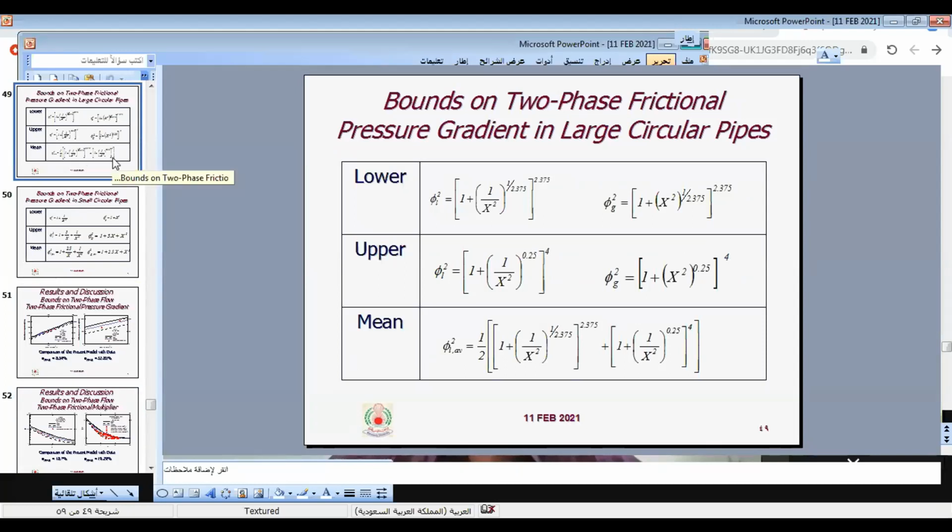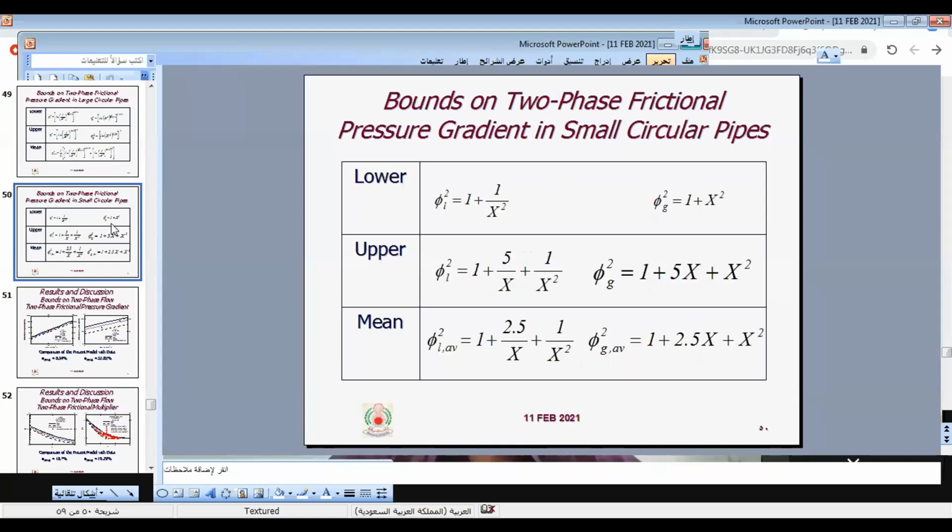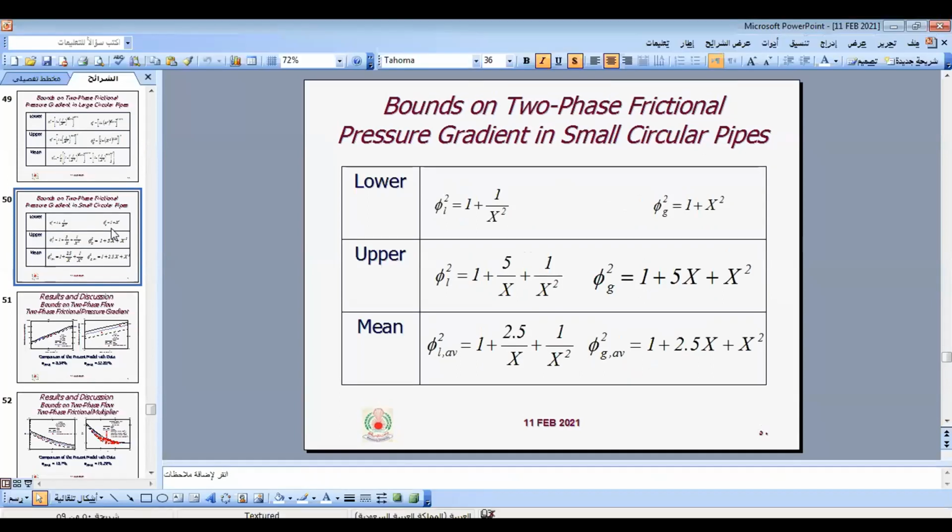In this slide, I develop a lower bound and an upper bound for the two-phase flow friction multiplier for larger circular diameters. And while developing this model, I assume that both liquid and gas are in the turbulent region. Using the same assumption, I also succeeded in developing a void fraction bound. On the other hand, in the small diameter case like mini-channels and micro-channels, I develop bounds for the frictional pressure drop. But in this case, I use the assumption that both liquid and gas are in the laminar region, which means that the Reynolds number for both liquid and gas is less than 2000.